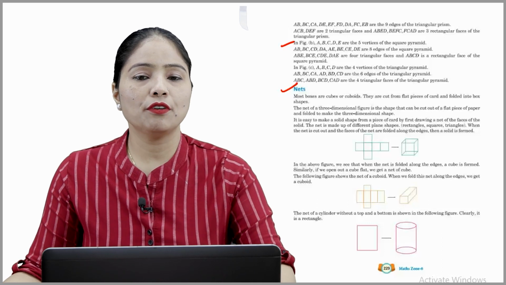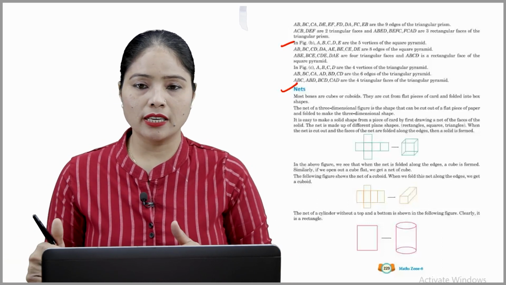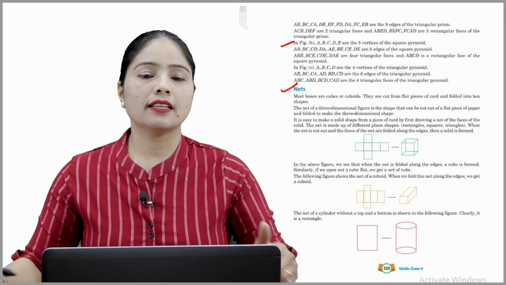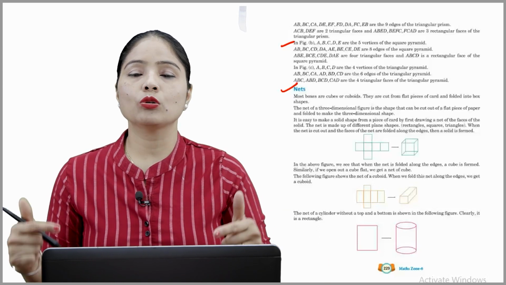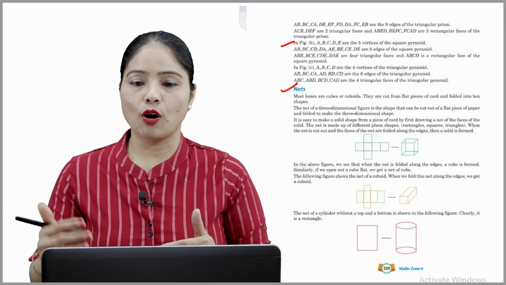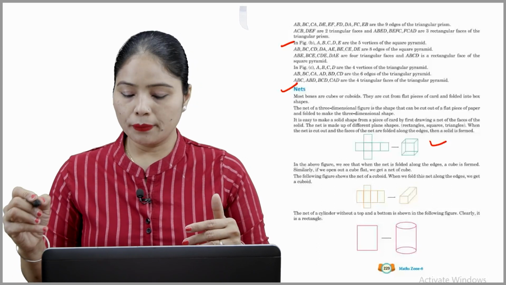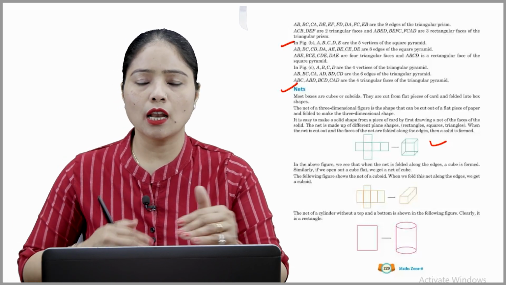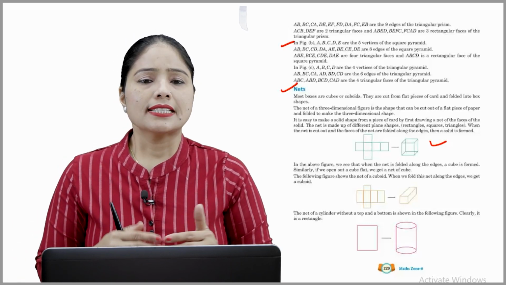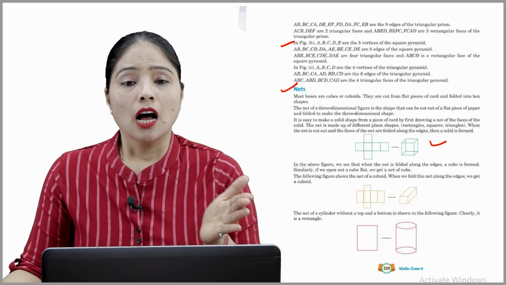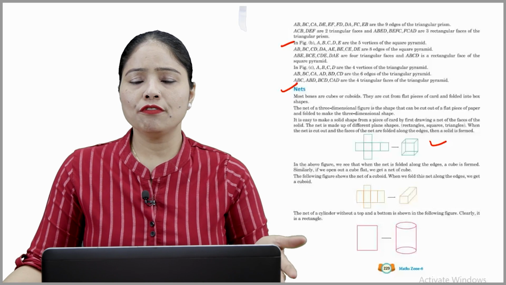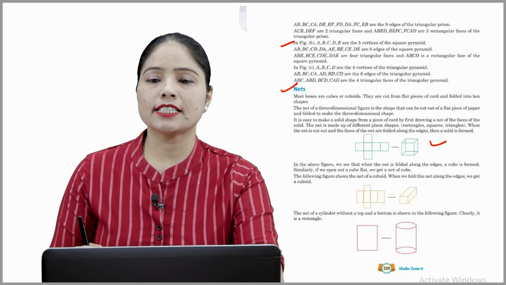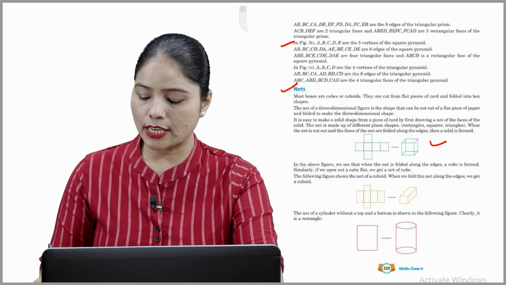The net is made up of different plane shapes, means rectangles, squares, triangles. When the net is cut out and the faces of the net are folded along the edges, then a solid is formed like this. Okay, beta? In the above figure, we see that when the net is folded along the edges, a cube is formed. Similarly, if we open out a cube flap, we get a net of a cube. The following figure shows the net of a cuboid. When we fold this net along the edges, we get a cuboid like that way.